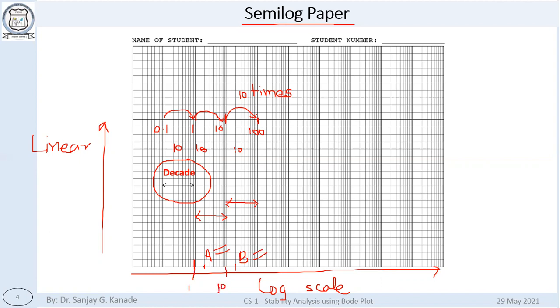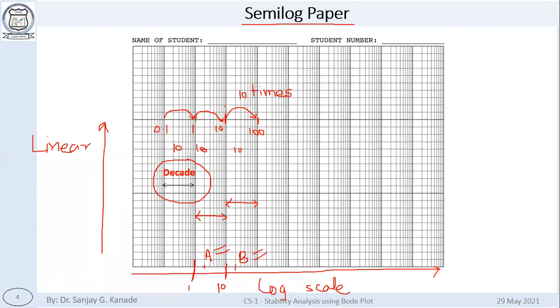This is 10. Okay, this is 1. This major division is 1. This major division is 10. So what are the values of point A and point B? The frequency. What are the values of frequencies of point A and point B? Yes?